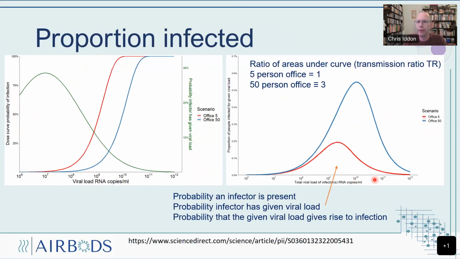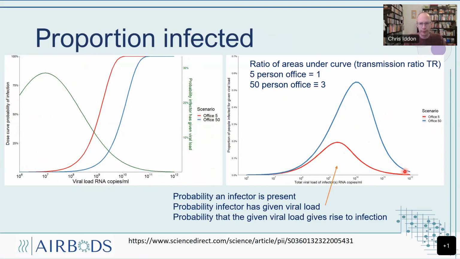The ratio under these curves we call the transmission ratio. We call it the PPI, and the ratio is the transmission ratio. So for a 5-person office, the area under this red curve here is about a third the area under the blue curve. So that would mean that at a population scale, the 50-person office is approximately 3 times more risky than a 5-person office in terms of the proportion of the population who would be infected.